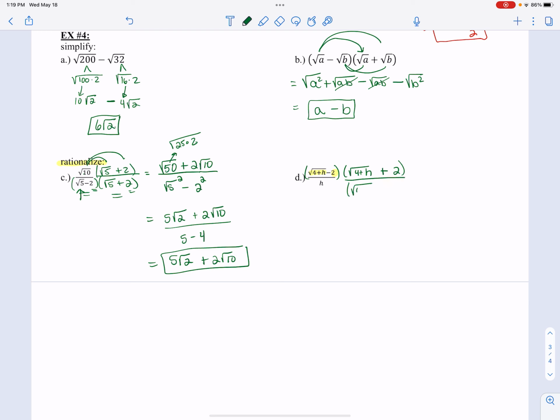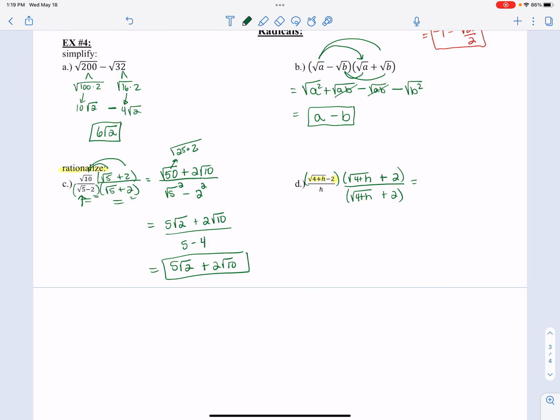I do have to multiply by 1, so I need to make sure I multiply by the denominator as well. Knowing the pattern here, I know when I multiply by conjugates, it's going to be the first term squared, 4 plus h squared. I know it's going to be minus, because a positive times a negative is a negative, and the last term squared, and 2 squared is 4. I'll leave it as 2 squared for this first part. So that's the numerator. The denominator, I'm multiplying all this by h.